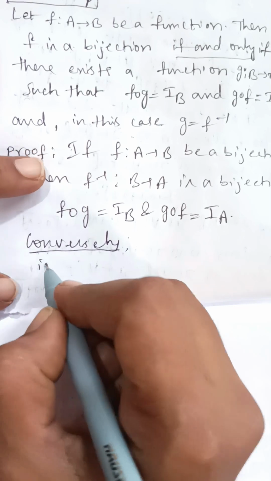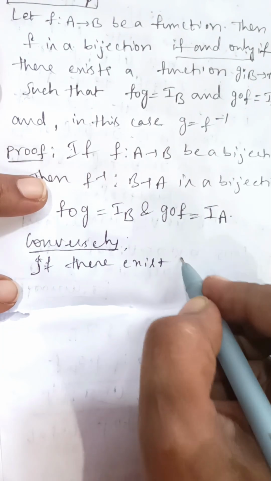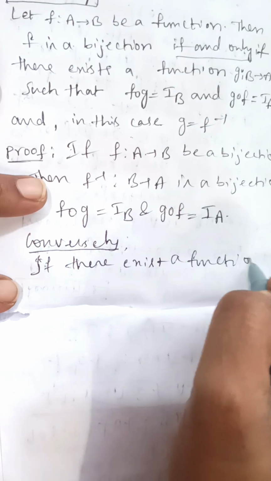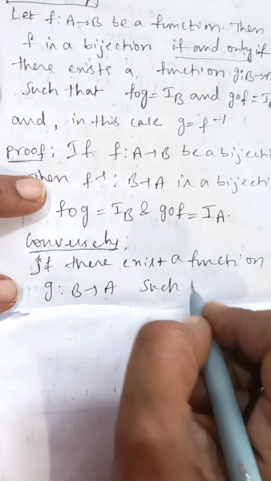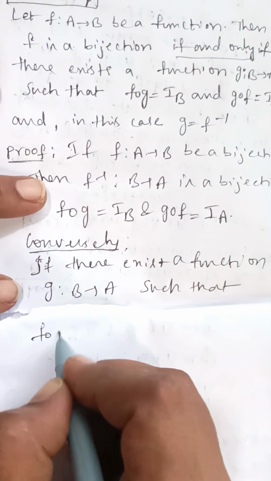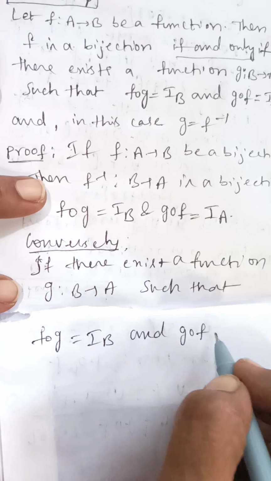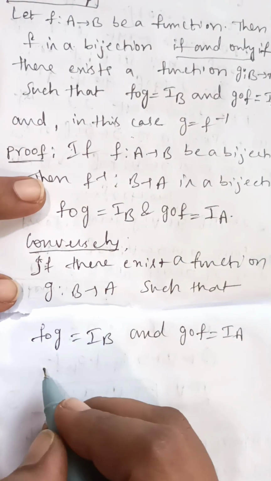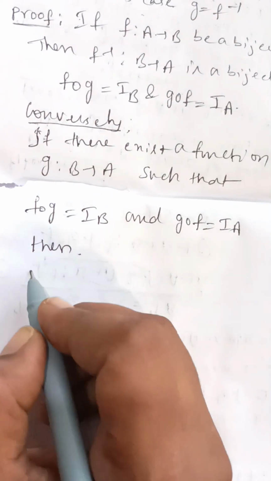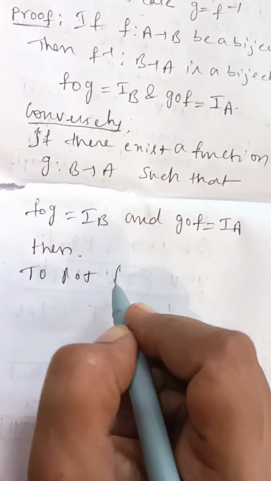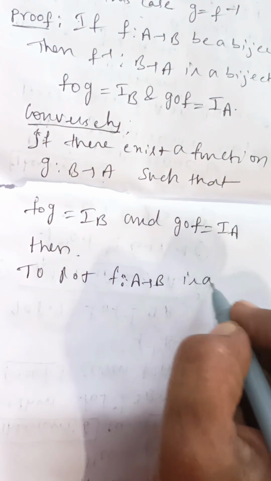if there exists a function g maps B to A such that f circle g equal to I_B and g circle f equal to I_A, then to prove f maps A to B is a bijection.